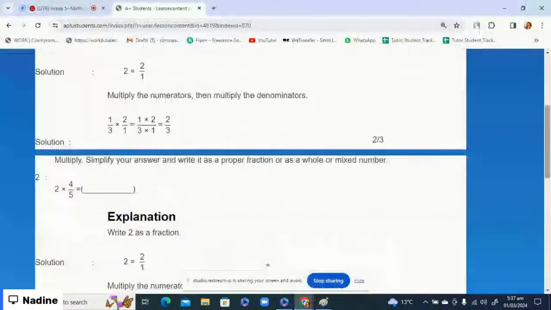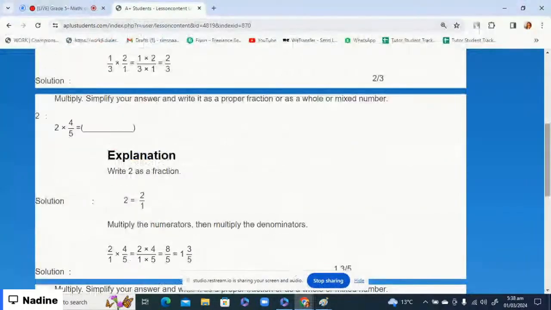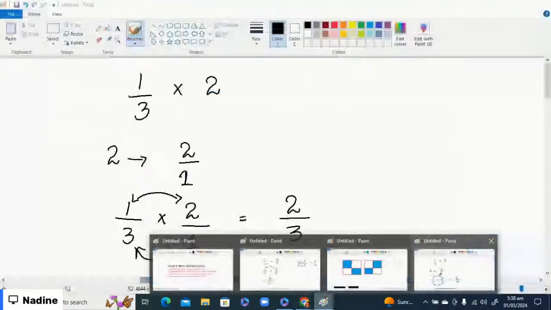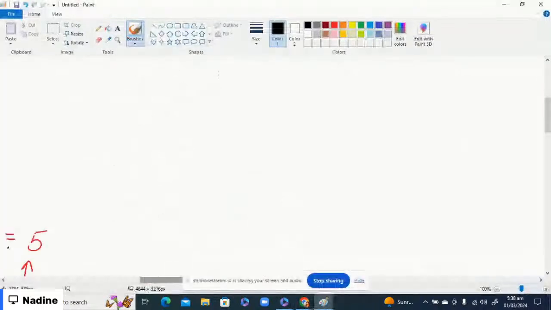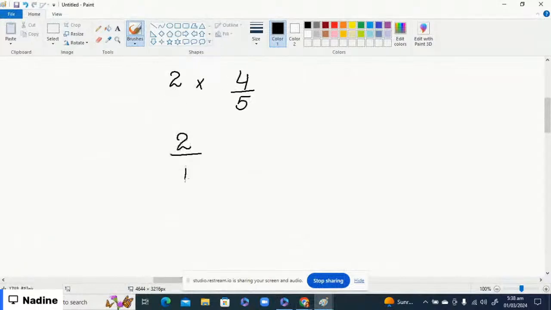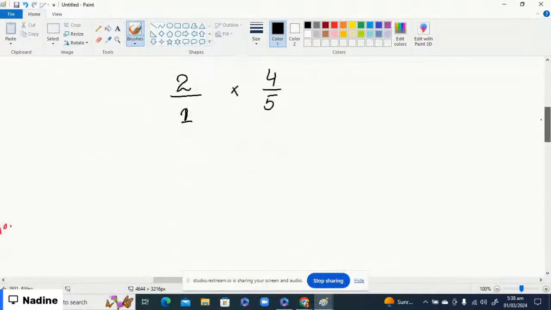Let's do the next. 2 times 4 by 5. Convert this fraction as a whole number or mixed number. So convert this one as a fraction: 2 by 1 times 4 over 5. What is the answer? Multiply numerators with each other, multiply denominators. 2 times 4 is 8. 5 times 1 is 5.